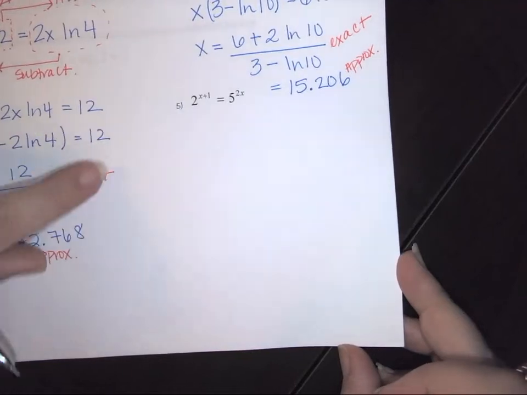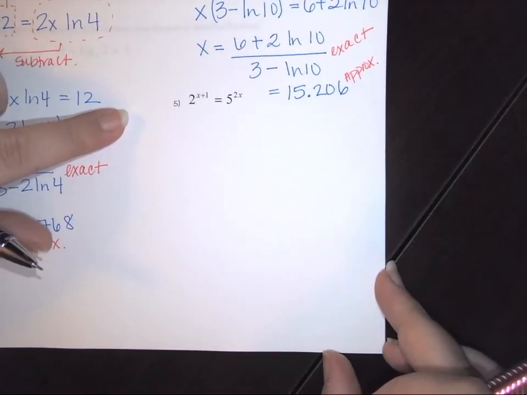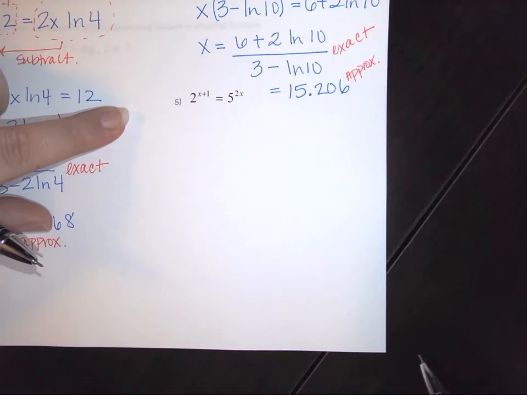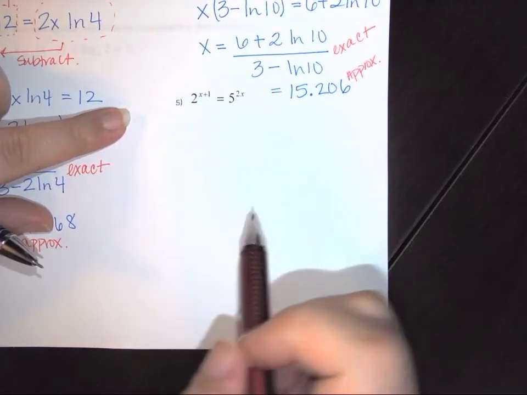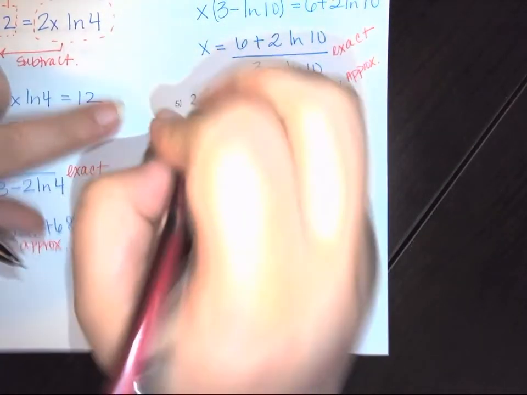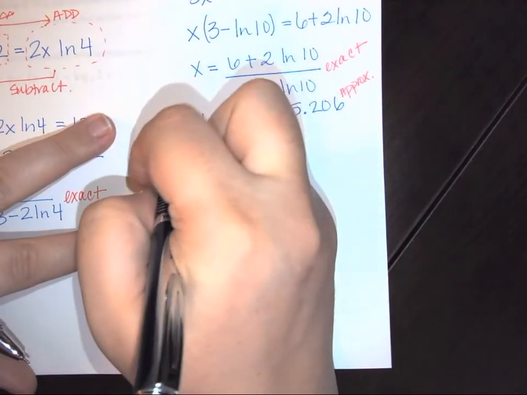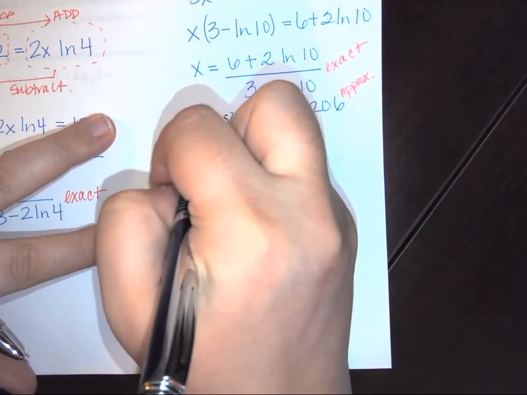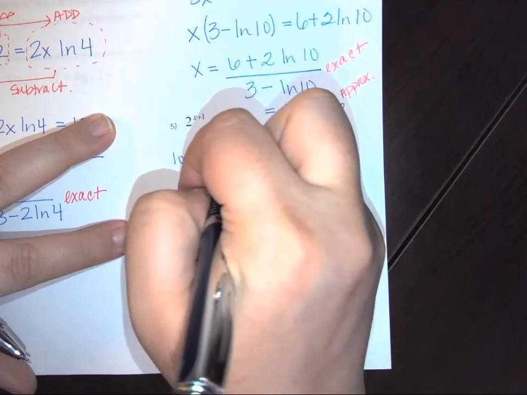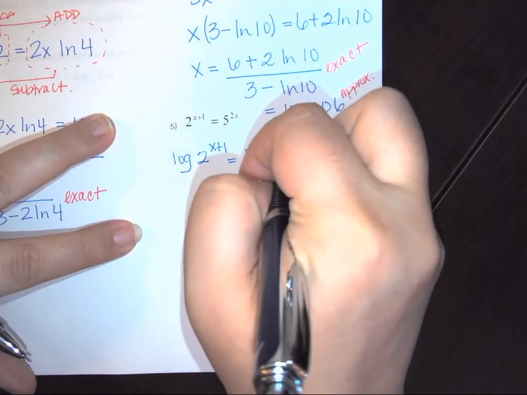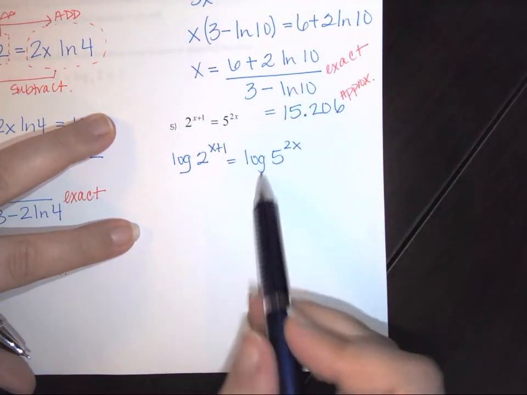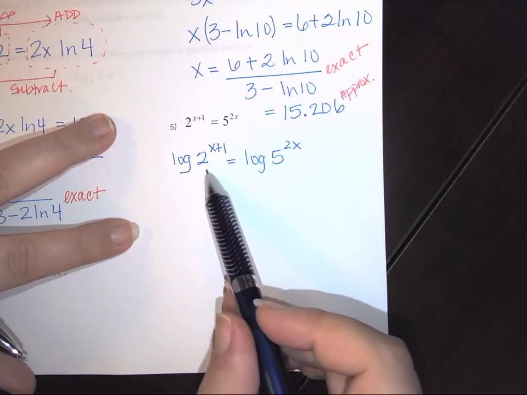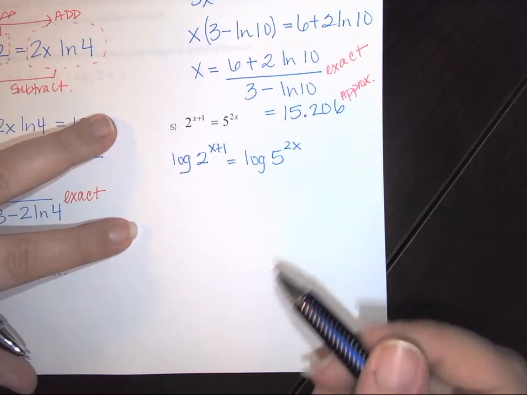Alright, now we have this one here. So we have 2 to the x plus 1 equals 5 to the 2x. So again, we cannot take 2 and 5 and turn them into each other. So we need to take the log of both sides. So here we're going to take the log of 2 to the x plus 1 equals the log of 5 to the 2x. Now the reason we're taking log is because we don't have e's here. Since we have actual numbers, we can take the log.